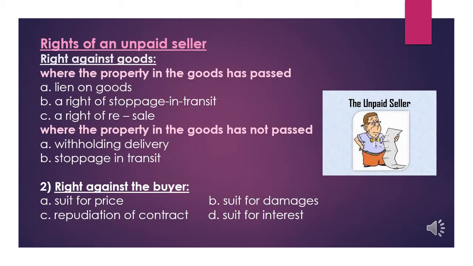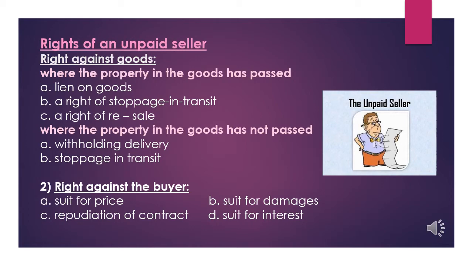Rights of an unpaid seller. An unpaid seller has two rights. First is against the goods. Where the property in the goods has passed: lien on goods, a right of stoppage in transit, a right of resale. Where the property in the goods has not passed: withholding delivery, stoppage in transit.